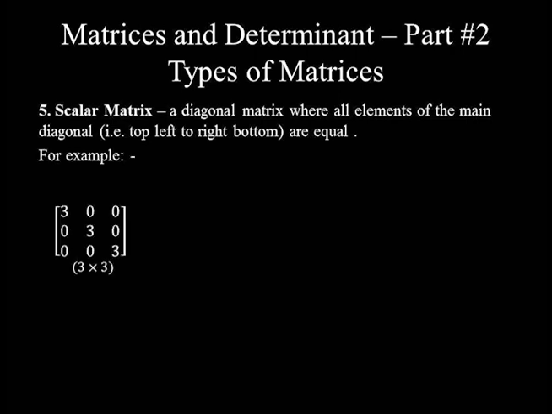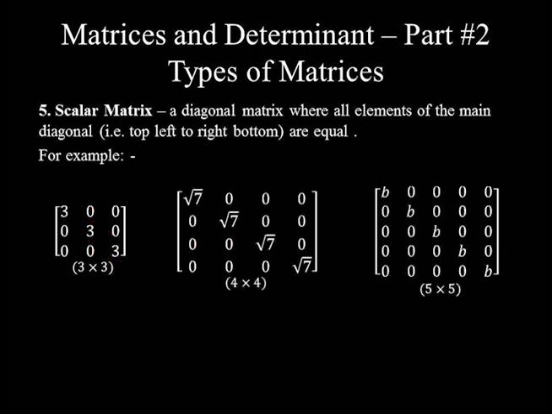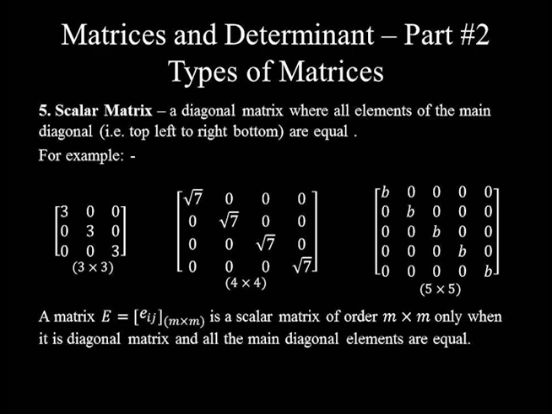This 3 by 3 matrix is a scalar matrix because it's a diagonal matrix having equal main diagonal elements. The same is true for this 4 by 4 matrix and 5 by 5 matrix. Generally, a matrix E equal to E sub ij of order m by m is a scalar matrix of order m by m only when it's a diagonal matrix and all the main diagonal elements are equal.